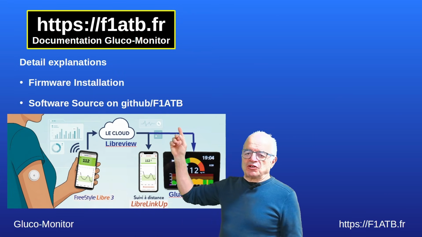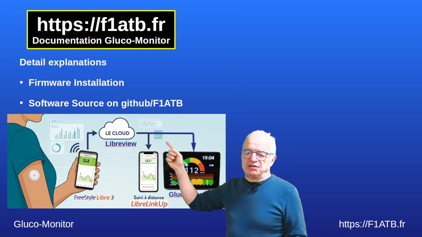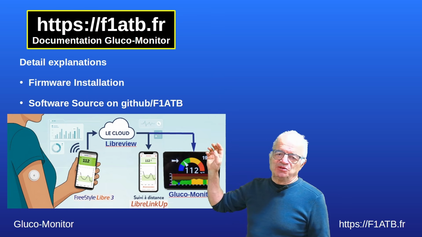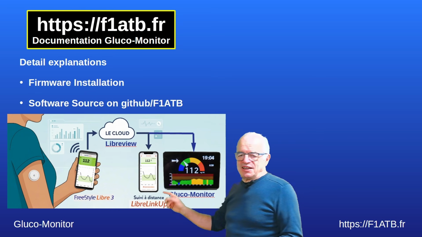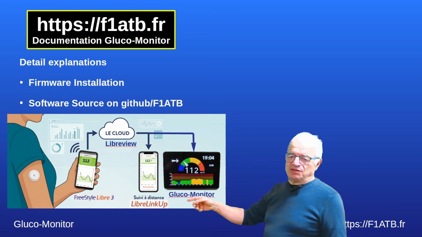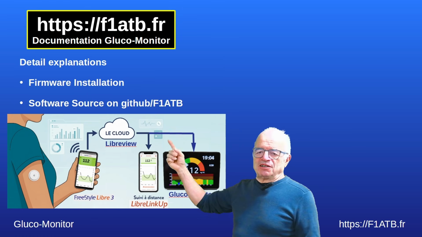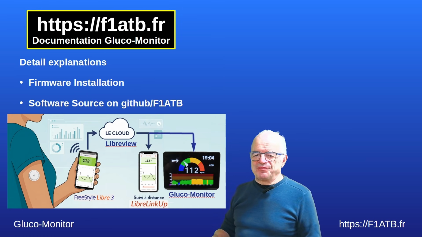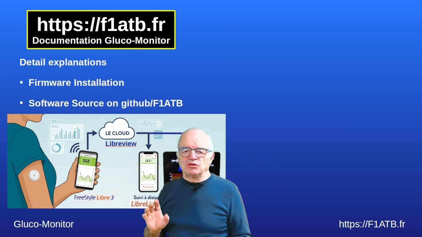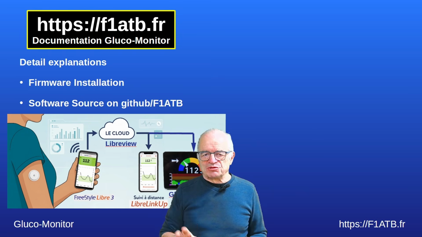On my website f1atb.fr, F1ATB is my call sign because I have different hobbies. I work on home automation, and I do ham radio communication, so F1ATB is my call sign. On this site, you will find all the information about my hobbies, and you will find the procedure to install Gluco-Monitor on the display. And you can also find on GitHub/F1ATB the source code, because it's an open source system. Anybody can use it and construct it.